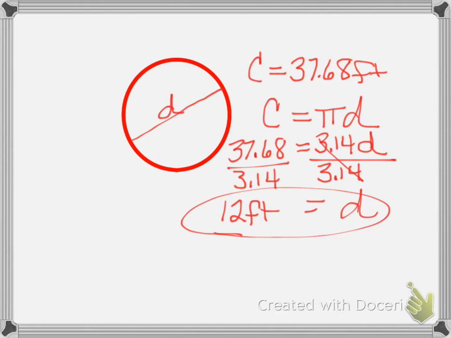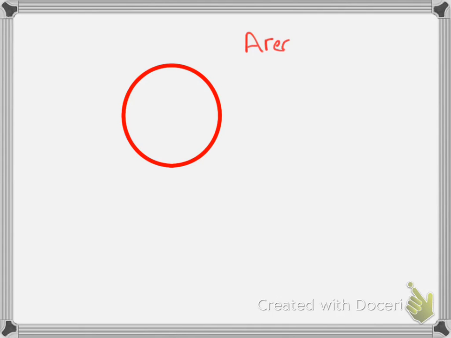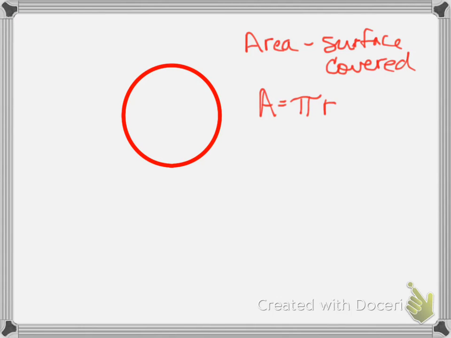Because I'm going to switch now to area. So circumference talks about the distance around. The area talks about the surface covered. And it has a little different formula. The area formula is pi times radius squared. So this one you got to use the radius. You can't use the diameter. If they give you the diameter, make sure you divide it by 2.